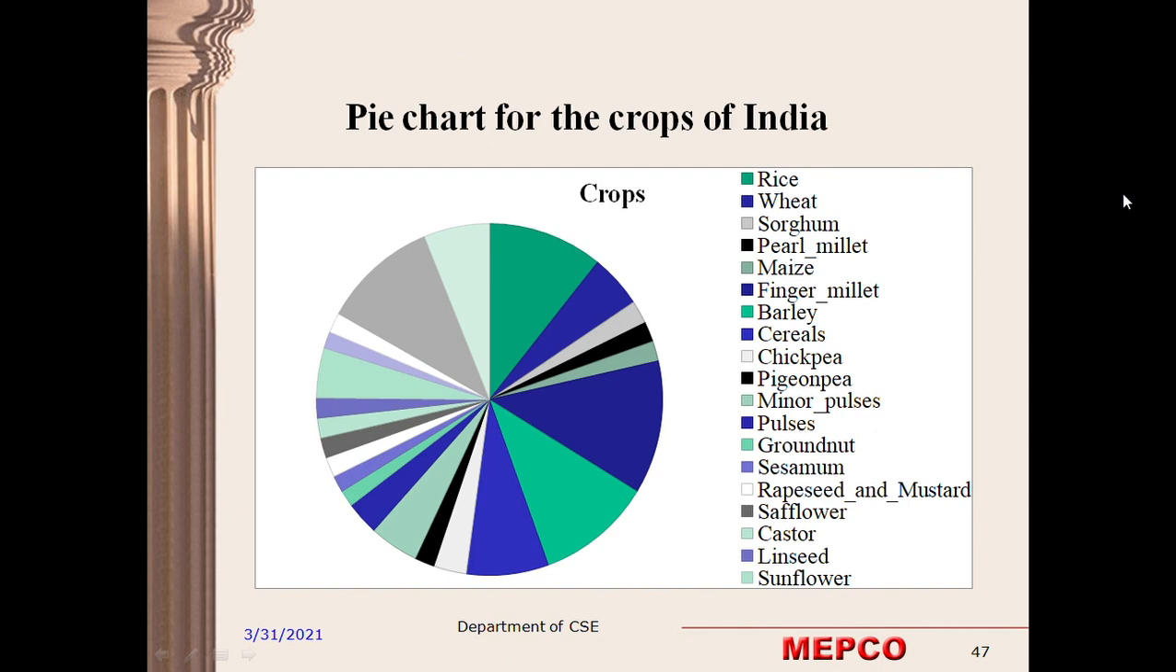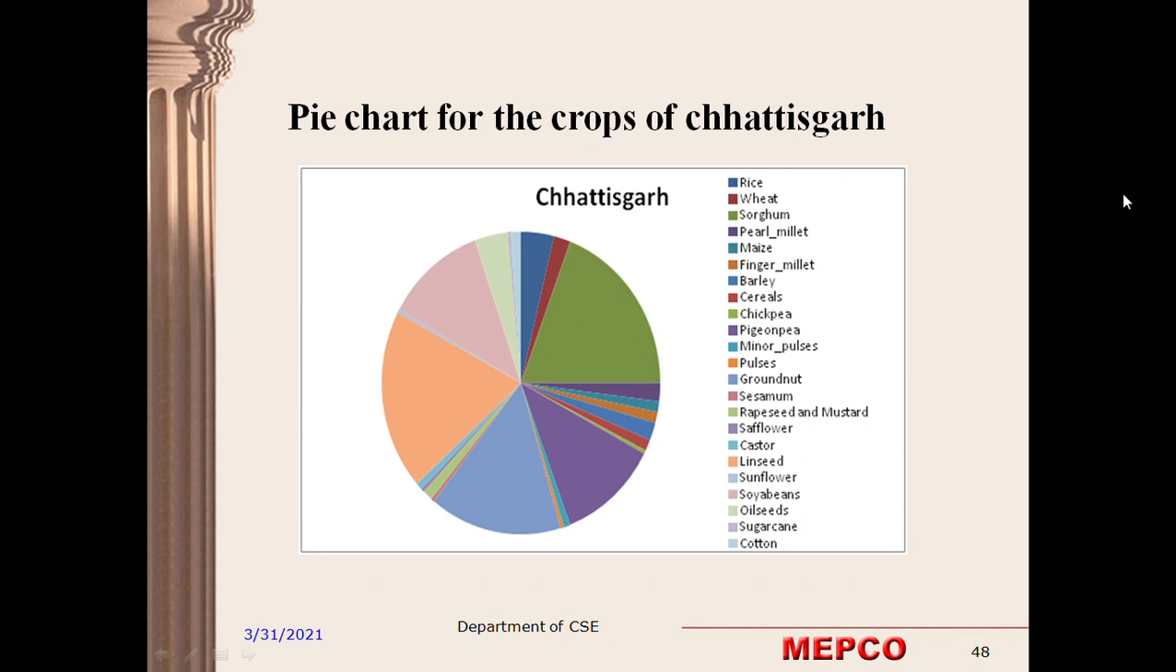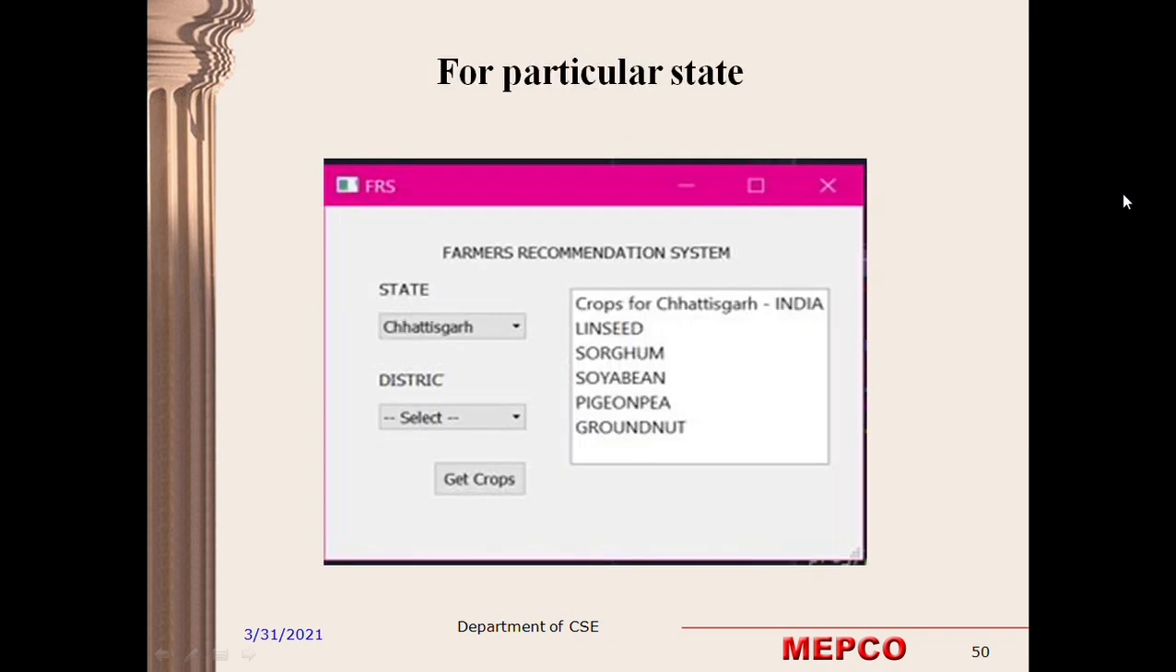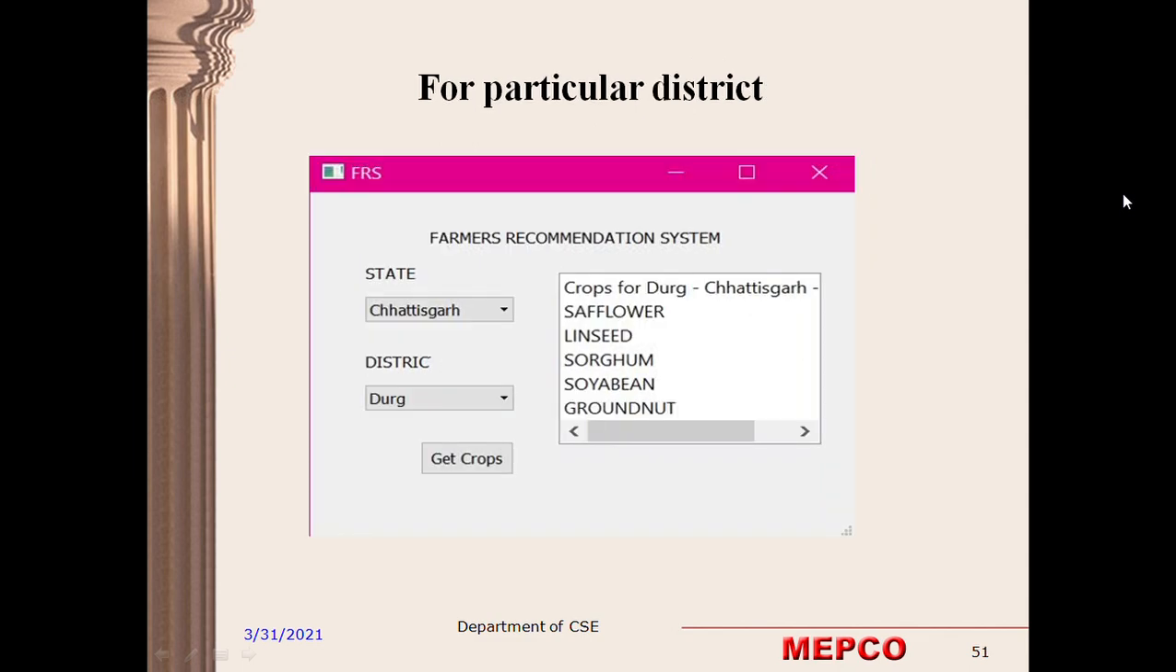This is the pictorial representation of the crops that are cultivated across India, across Chhattisgarh. This is our farmers recommendation system user interface. This is for a particular state like Chhattisgarh. This is for Chhattisgarh and district Durg.